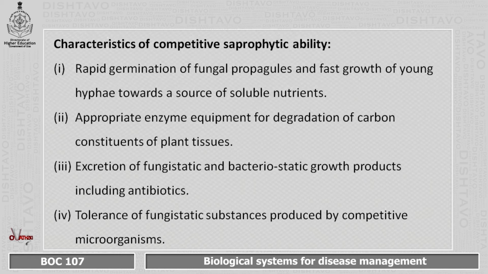Competitive saprophytic organisms have the capability of rapid germination of fungal propagules and fast growth of young hyphae towards a source of soluble nutrients, and appropriate enzyme equipment for degradation of carbon constituents of plant tissues. They can also excrete fungicidal and bacteriostatic growth products including antibiotics. So they can show tolerance of fungicidal substances produced by competitive microorganisms.